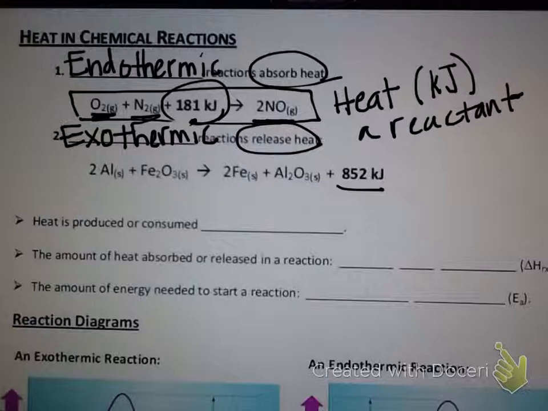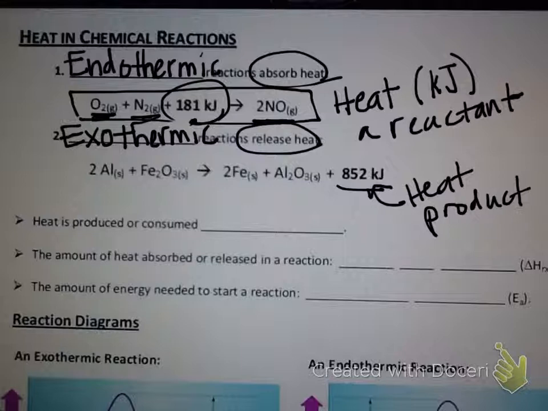Exothermic reactions release heat. Heat exits the system. So here, heat is going to be a product. It's the unseen product, but you can feel it. Heat's being produced in the chemical reaction. All right.